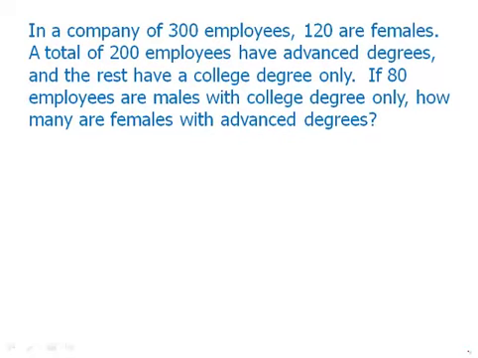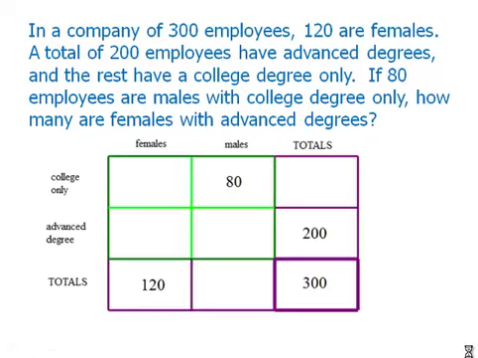Okay, so there are four numbers given in the question, and I'm going to write those in our double matrix. So now, as we said above, if there are 120 females, there have to be 180 males, so that they add up to 300. Similarly, if there are 200 with advanced degrees, there must be 100 with college degree only, again, so they add up to 300.